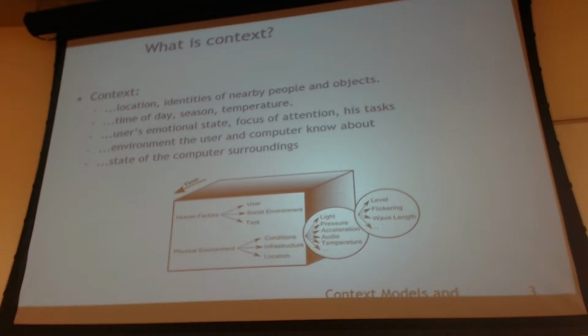So human factors can be user history, social environment, tasks. Physical environment can be conditions, infrastructure, location. It can be light, pressure, acceleration, audio, temperature. All these things can be context. There are many different parameters. So if you think of it, he said an important thing. He said state of an environment. You said right. It's a state of an environment.